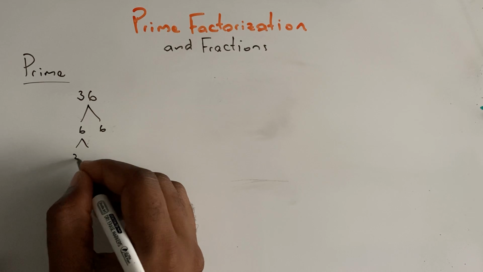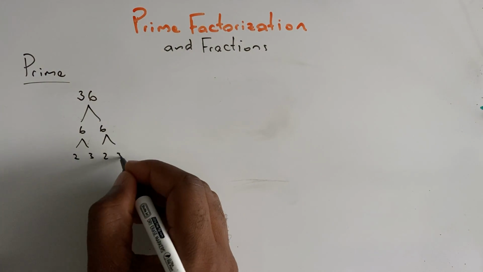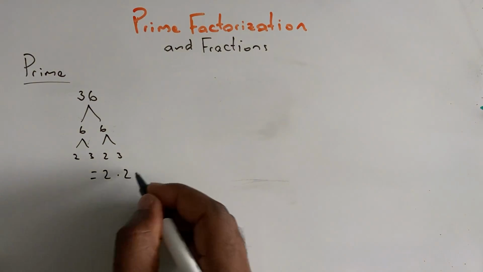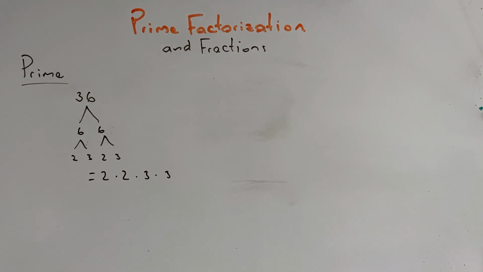So 6 would be 2 times 3 here. And 6 here, 2 times 3, right? Therefore, the factors would be 2 times 2 times 3 times 3, okay? And when you multiply, you must get exactly what you had before, okay? So 2 times 2 times 3 times 3, okay?